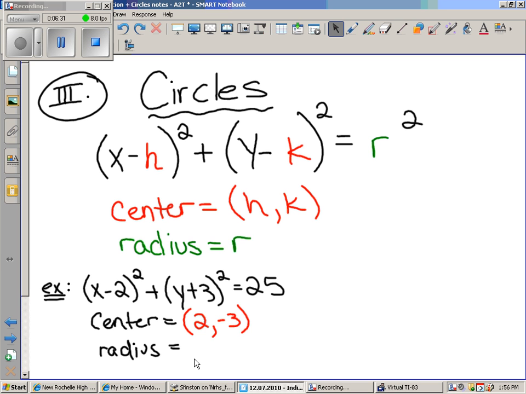What's the radius of this guy? Yeah, the radius is 5. Very nice, right? Because this number over here is the radius squared. Perfect.